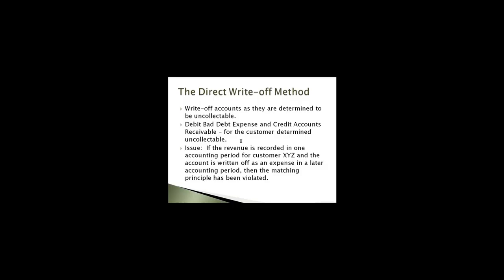In the direct write-off method, we write off accounts as they become uncollectible. The journal entry to do this is to debit bad debt expense, or uncollectible accounts expense, and credit the accounts receivable account. Make sure you update the accounts receivable subsidiary ledger to identify the individual accounts being written off. The direct write-off method of dealing with uncollectible accounts does not conform with generally accepted accounting principles because it violates the matching principle.